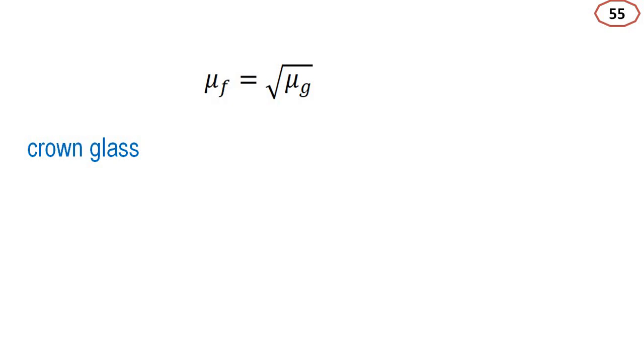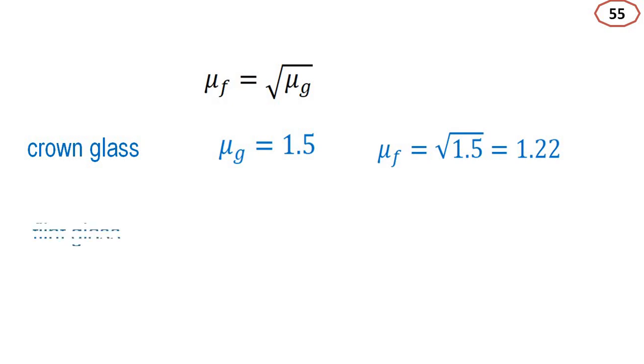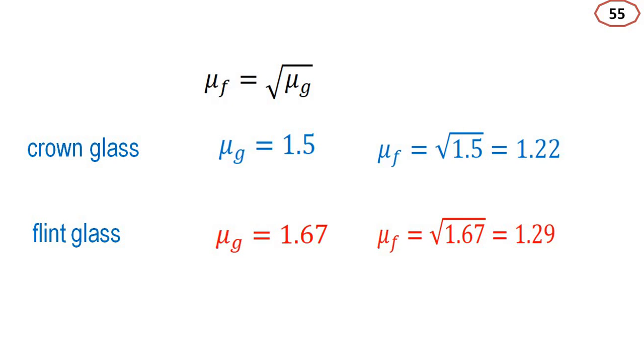Now consider the case of ground glass. The value of mu g is equal to 1.5. So mu f equal to root 1.5 equal to 1.22. For flint glass, refractive index of the glass is 1.67. So mu f equal to root 1.67, which is equal to 1.29. So this is the refractive index of the film. If you are using ground glass, refractive index of film should be 1.22, and if you are using flint glass, it can be 1.29.